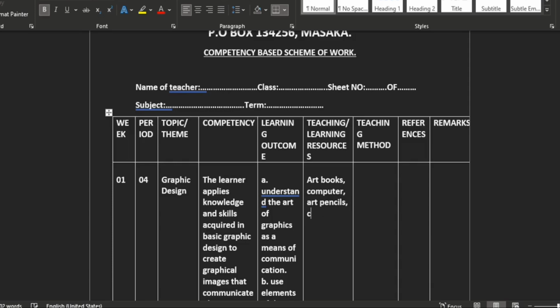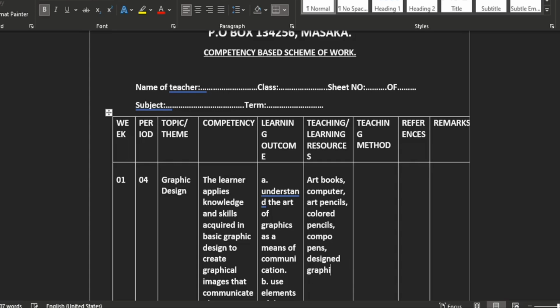So on the learning resources, you're going to write maybe the art books for the students, the computer. If the school has a computer library, they can learn from there. We have the art pencils, the colored pencils, and more. We have the compass pens and the rest. So those are the learning resources and the teaching resources. They're the same thing, right? What the teacher uses and what the student uses when they're learning graphics designing.